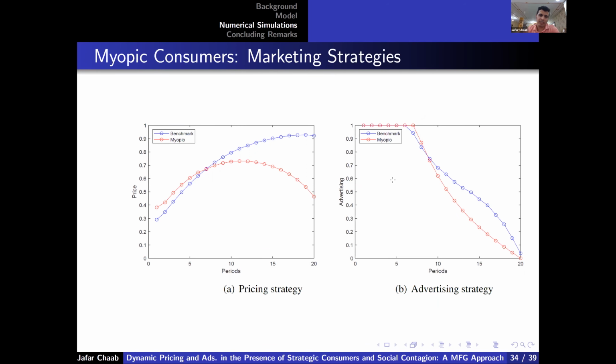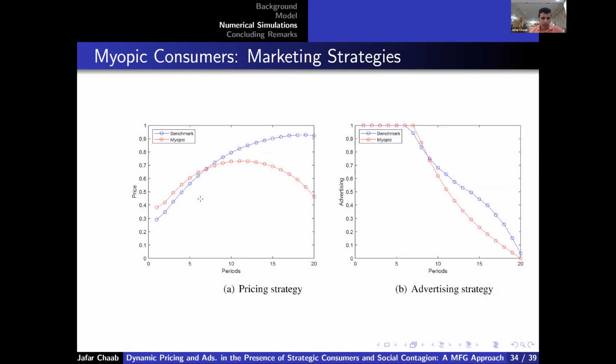Up to now, we have assumed that the consumers are strategic and forward-looking, but we were also interested to see how myopia is going to affect our results. So here we can see how the marketing strategies differ under the forward-looking benchmark and the myopic scenario. The pricing strategy will be a mix of penetration and skimming strategies for the following reason. We allow a weak word of mouth and goodwill effect at the beginning.